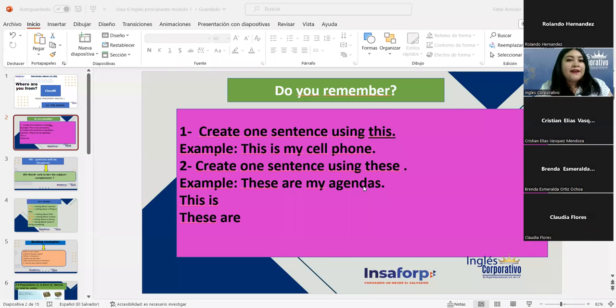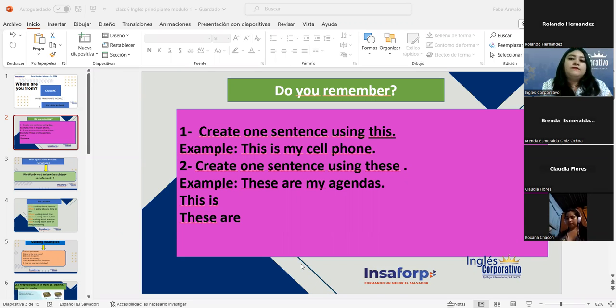No utilizó el my. Porque los objetos pueden estar cerca de usted, pero no necesariamente van a ser de usted, all right? For example, yo puedo decir, this is a bottle. Esto es una botella, all right? But it's not mine, pero no es mía. Very good, Claudia. Excelente. Let's go with Rolando.